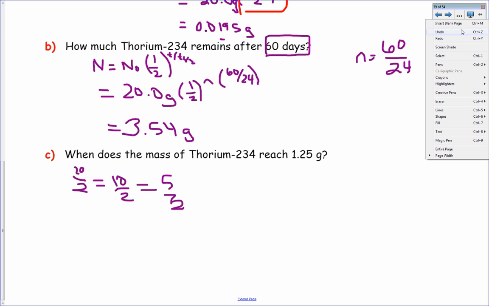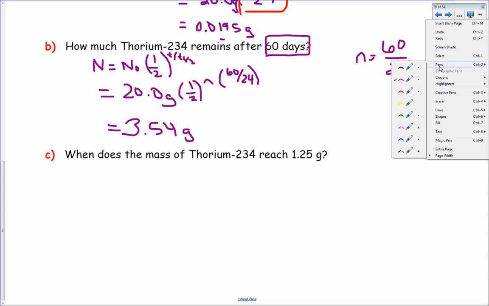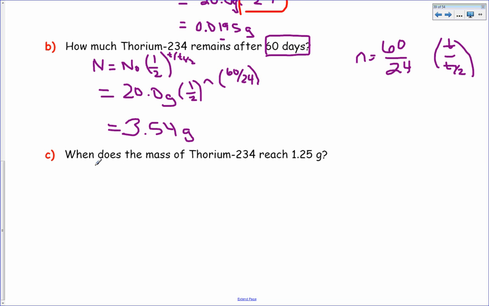I'm going to start over, that looks pretty bad. Let's try that again, a little bit slower. I was getting speedy. Okay, 20 divided by 2 is 10, divided by 2 is 5, divided by 2 is 2.5, divided by 2 is 1.25.